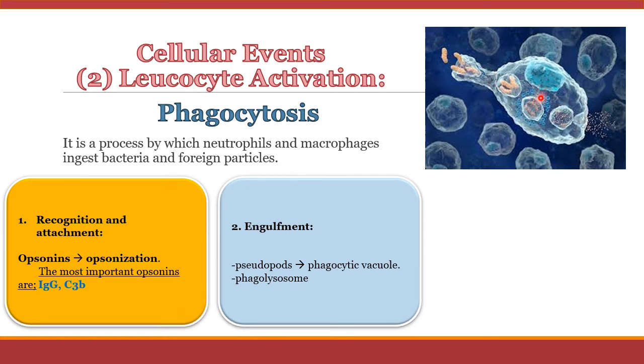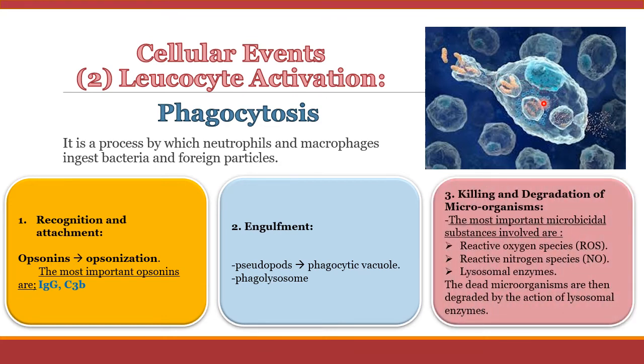When the lysosome fuses with the phagocytic vacuole, this structure is going to be called a phagolysosome. So it's a phagocytic vacuole plus lysosome together, and it is going to be called phagolysosome. The last step is the killing, degradation or destruction of the microorganism by the lysosomal enzymes, or even the reactive oxygen species or the reactive nitrogen species, which target the bacteria and destroy them.